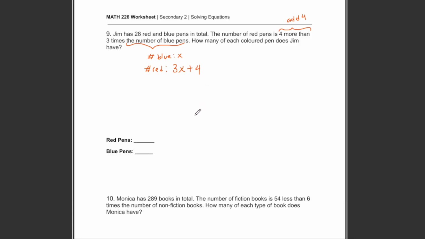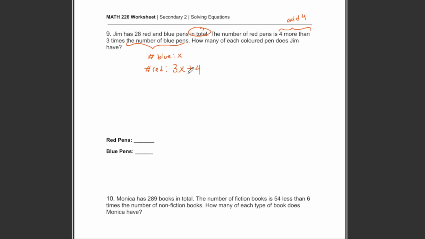Now, how many of each colored pen does Jim have? So I need to set up an equation. I've used this sentence already in the question, so that's done. I've used up as much information as I can gather from that sentence. The other sentence in the question is: Jim has 28 red and blue pens in total. Whenever I see "in total," that means I'm going to add things. If I forget about the variables for a second, let's say I have 10 red pens and 10 blue pens. I have 20 pens in total. How do I know that? I just added the two things together, right?